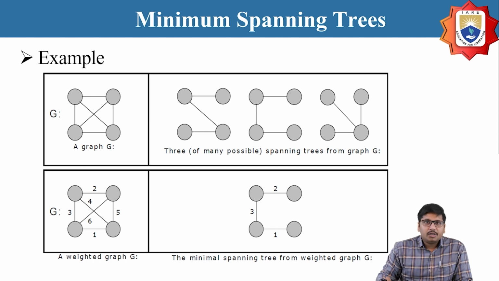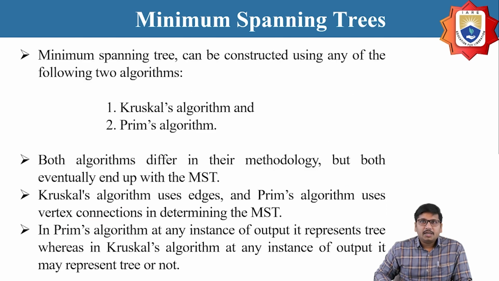If I consider a graph like this, the possible spanning trees look like this. Similarly, I want to find the weight of this spanning tree. For that, I consider any one of the spanning trees, the weight corresponding to each edge is calculated, and the summation of all the weights is the weight of the spanning tree. This spanning tree can be constructed by using two algorithms.